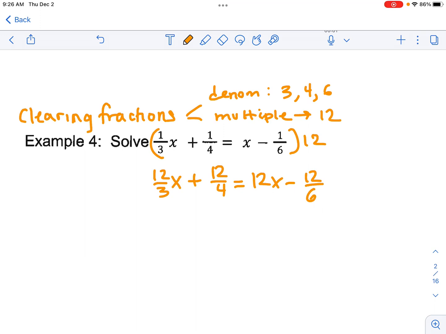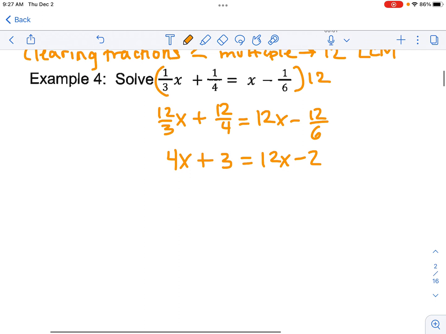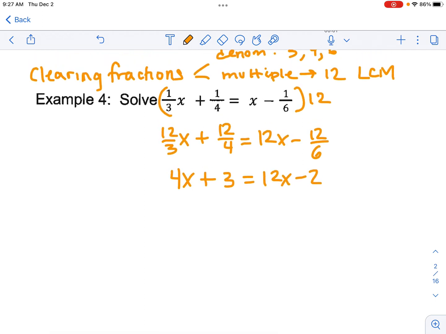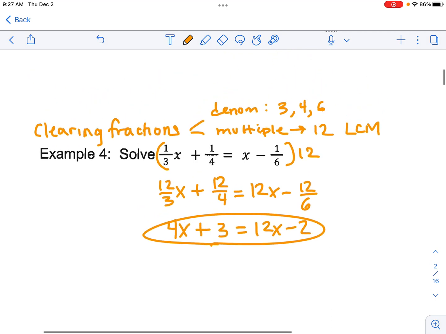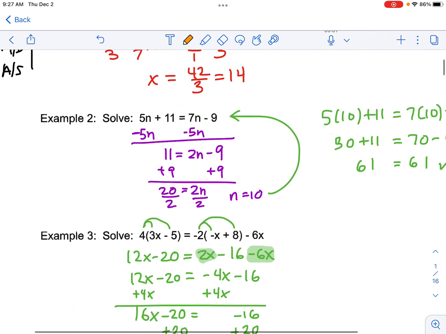Okay, and so what we're going to do here now is we're actually going to get rid of all these fractions because 12 over 3 is really 4. This is really 4x. And 12 divided by 4 is 3. And this doesn't have a fraction. And then this last fraction is 2. So now we've cleared the fractions by multiplying by 12. I didn't use the vocabulary, but I will now. 12 is called the least common multiple.